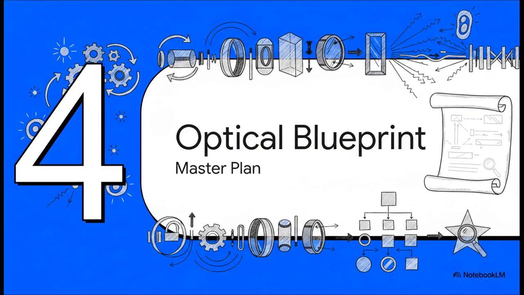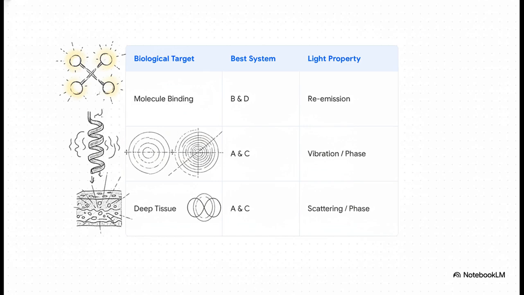And finally, Section 4, the optical blueprint. So now that we've decoded all the jargon and compared the techniques, let's put it all together into a practical master plan. If you know what you are looking for in biology, you can instantly deduce which physical property of light you need to exploit.